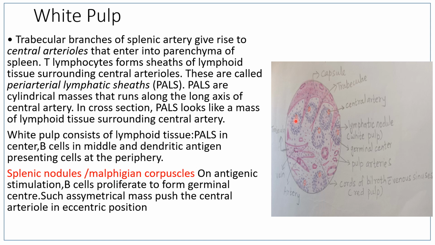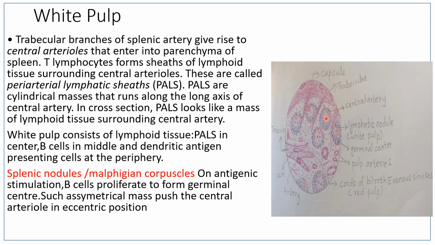So how the white pulp is formed? White pulp is formed by splenic nodule or Malpighian corpuscle. Malpighian corpuscles are the lymphatic nodules in which there is eccentrically placed central arteriole surrounded by periarteriolar lymphatic sheath, and the central part has got germinal center.